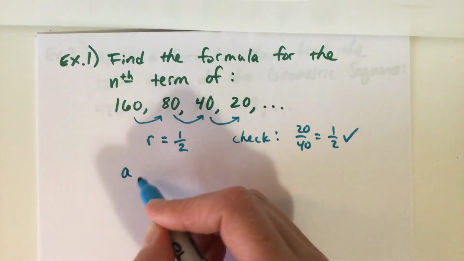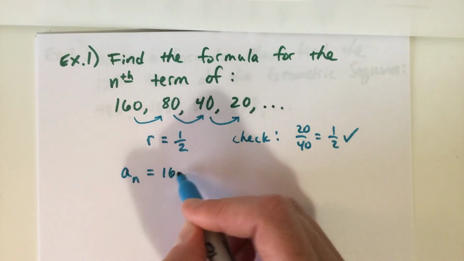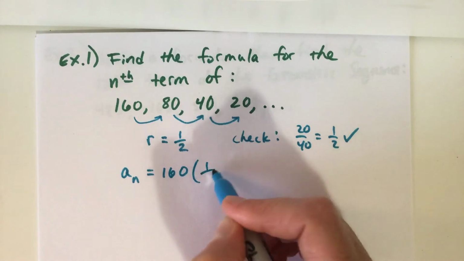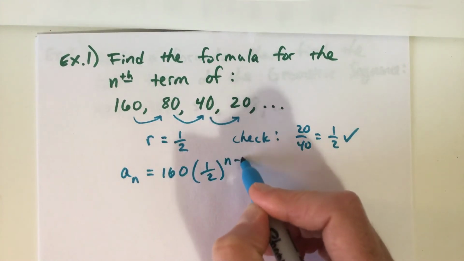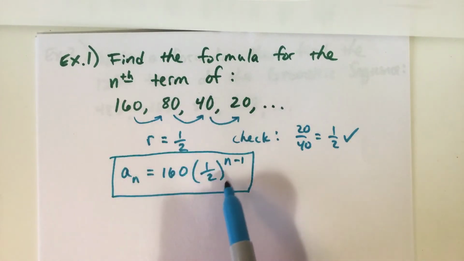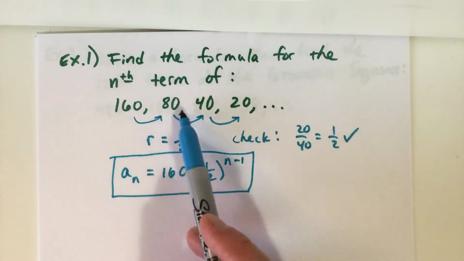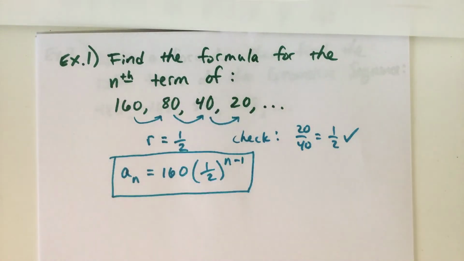Our formula is a_n equals that first term, 160, times the common ratio raised to the power of n minus 1. And you can always double check that this formula works by plugging in any of the n values and checking that you get the correct term.